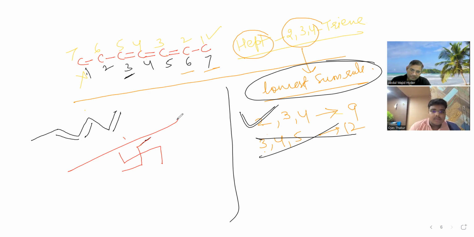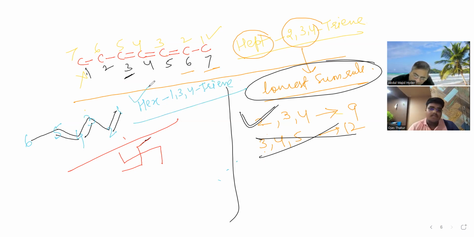Sir, hex-1,3,4-triene. Let's see, I'll check it. For the black one: 1, 2, 3, 4, 5, 6. So hexa-1,3,4, not 5. Yes, 1,3,4 only. Okay, fine, good. Hexa-1,3,4-triene. Very good. Now, what about this one?